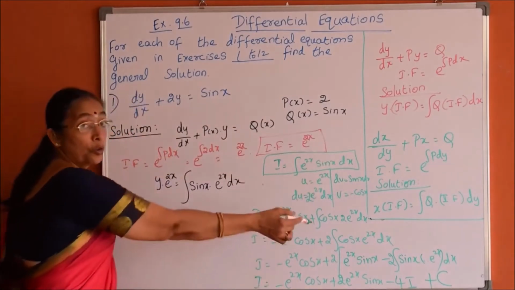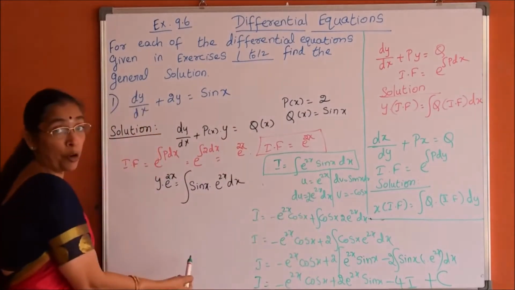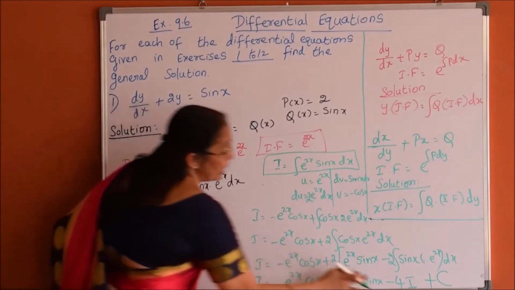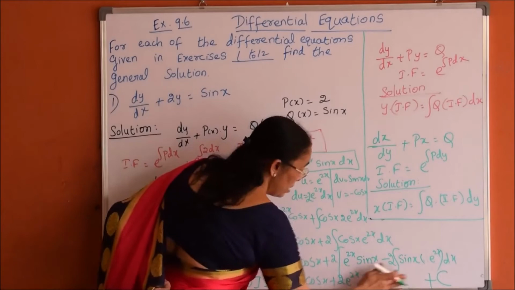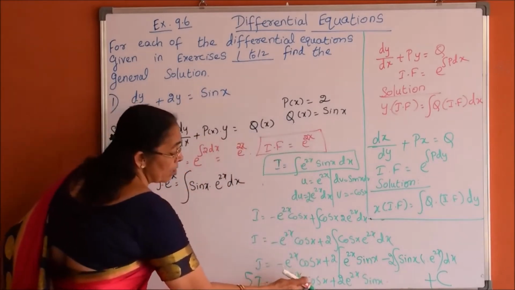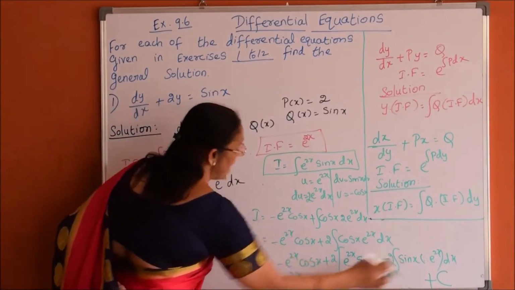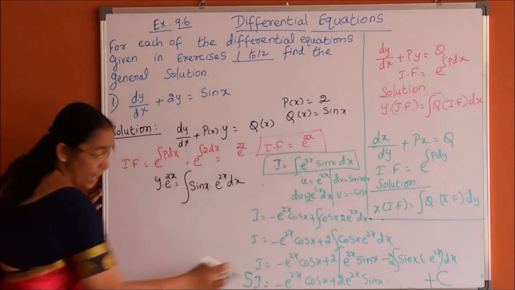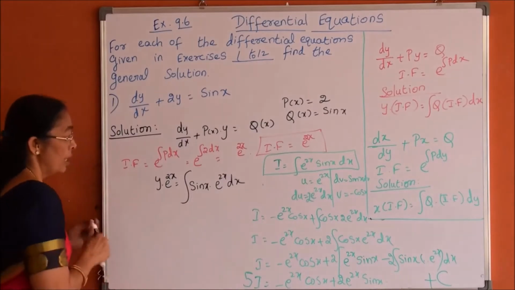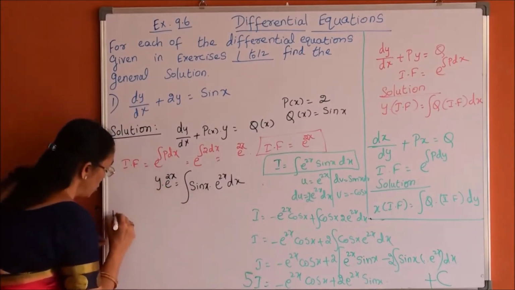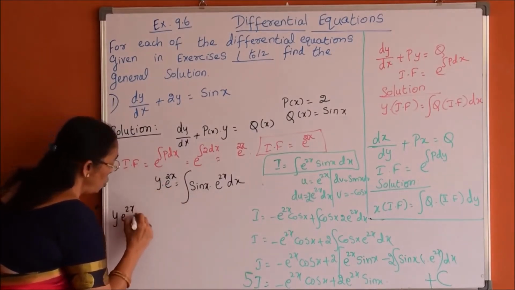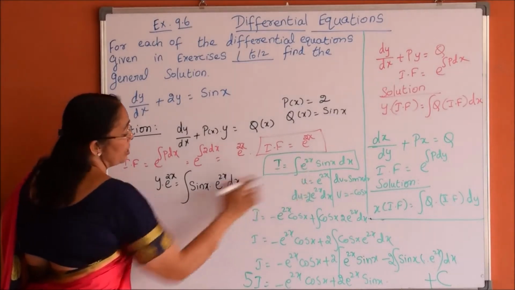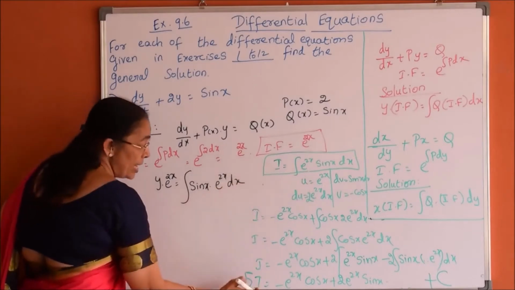So now 4I is there. Let me bring this 4I here. So I will get 5I. So 5I is equal to minus e power 2x cos x plus 2 e power 2x sin x plus c. We considered this one as I. So 5I is this one. Therefore the I value is this, so the final solution is y e power 2x is equal to integration of this part. This one we considered as I, and 5I is this value.